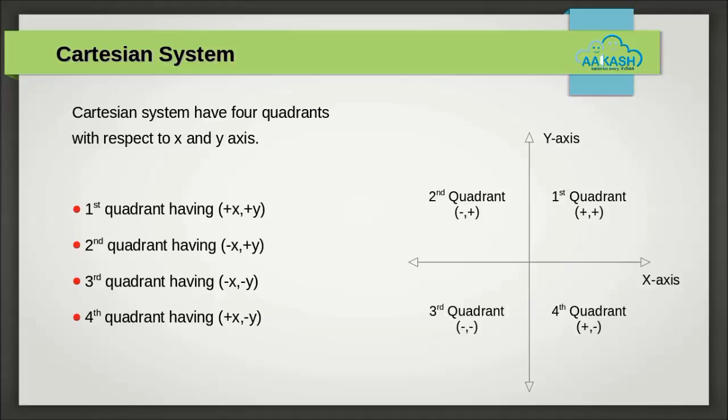On x-axis, the points on the right are positive and those on the left are negative. On y-axis, the points at the top are positive and those at the bottom are negative. The first quadrant is the one where both x and y are positive. Second quadrant has negative x and positive y. Third quadrant has both negative coordinates. Fourth quadrant has positive x and negative y coordinates.